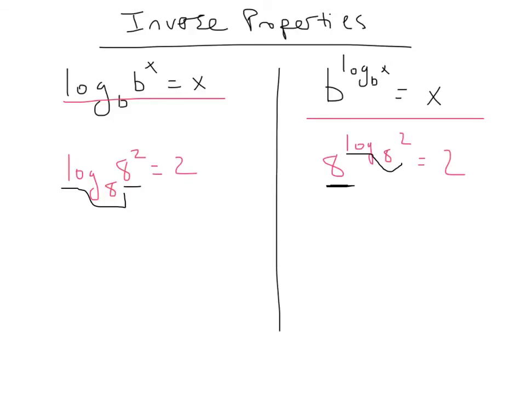And based on some previous properties, I think this one actually makes a lot of sense, because using our power property, this would be x times log base b of b, and we remember that this says b to what power is b? Well, b to the first power, so that's just x times 1, which is just x, which is what that property says. A similar argument can be made for our other inverse property.